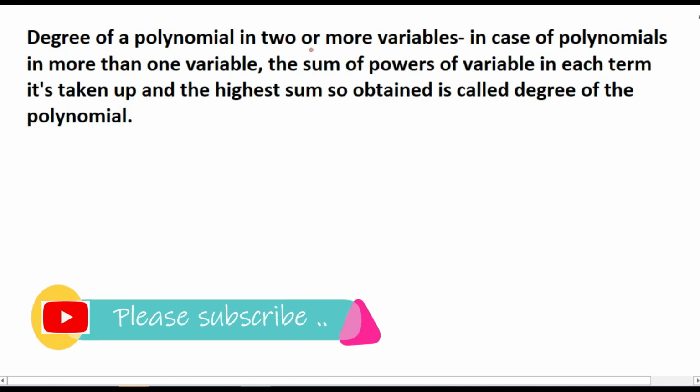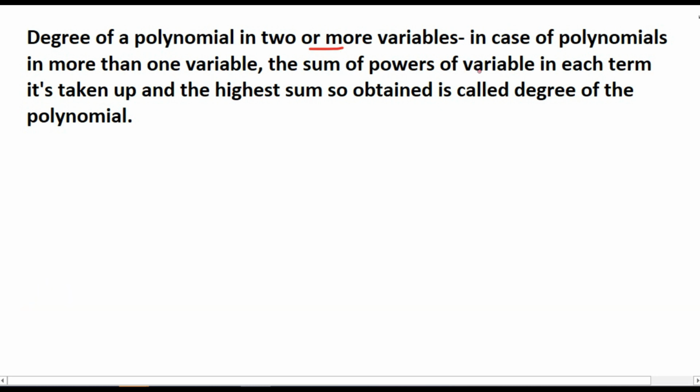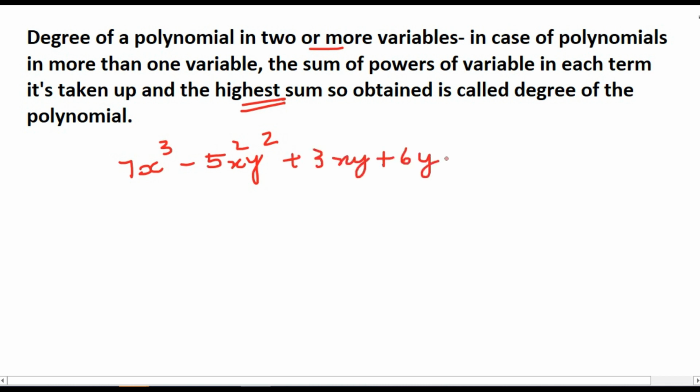Now degree of a polynomial in two or more variables. In the case of a polynomial in more than one variable, the sum of the powers of the variables in each term is taken up, and the highest sum so obtained is called the degree of the polynomial in two or more variables. For example, in the last case we saw a polynomial with only one variable. Now take another polynomial with two variables, 7x cube minus 5x square y square plus 3xy plus 6y. This is an example of a polynomial with two variables. The variables are x and y.